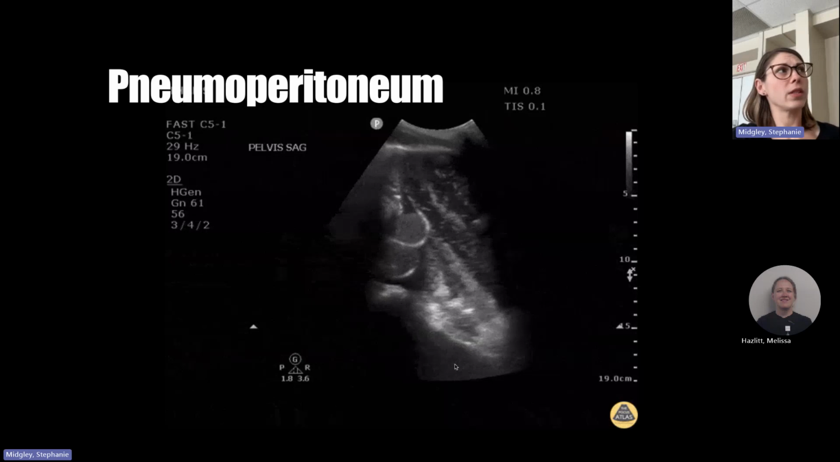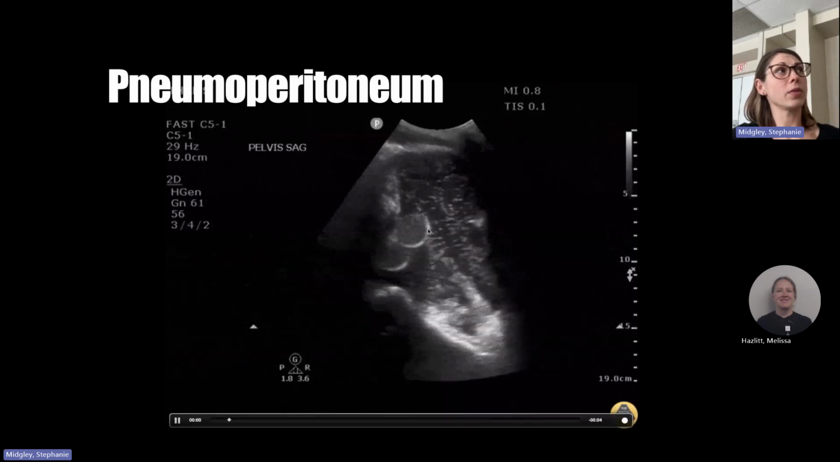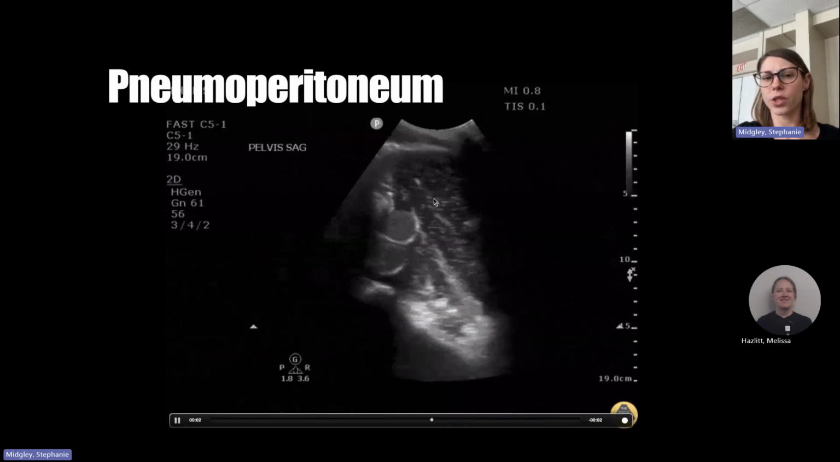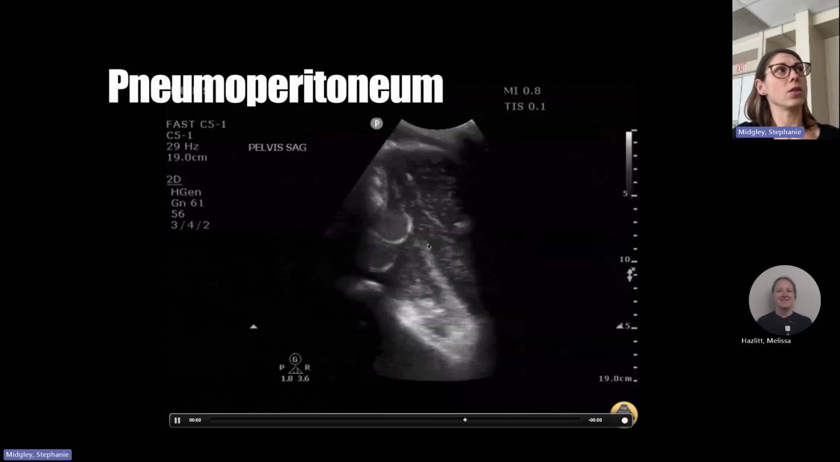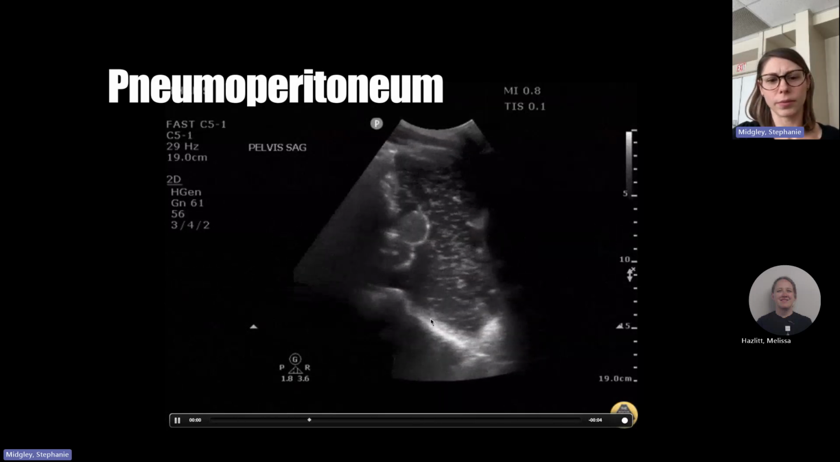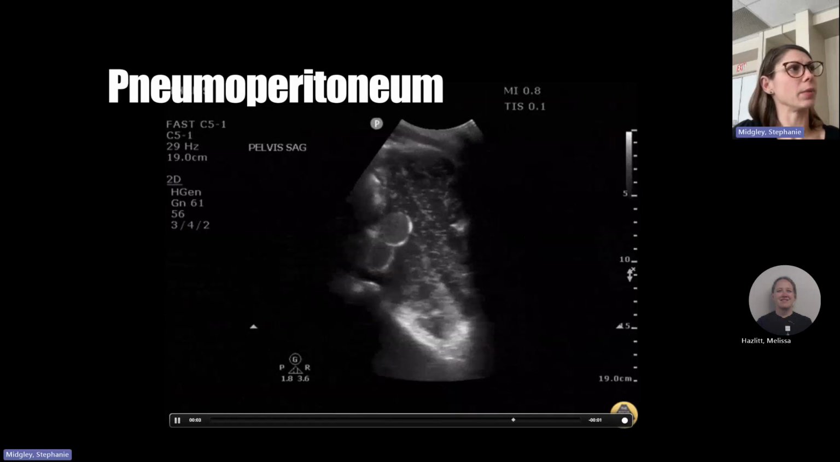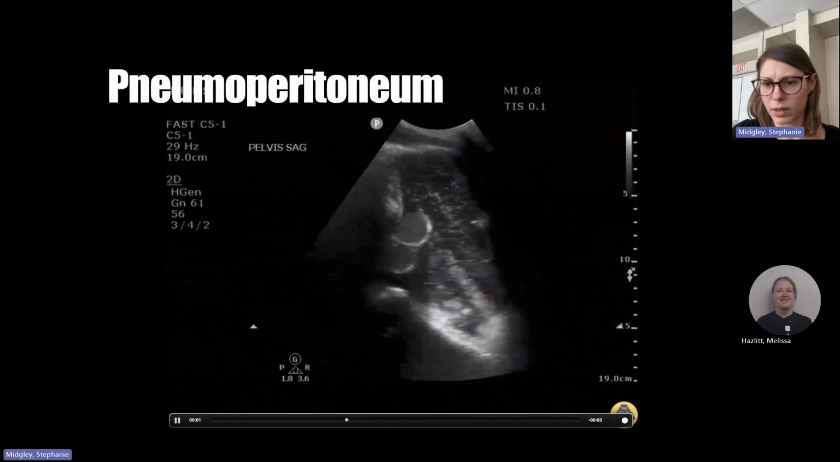Other signs of pneumoperitoneum can also be air bubbles if there's a viscus perforation from, say, stomach or bowel. So you'll see free fluid and then you'll see air bubbles within that free fluid. So that's another example.